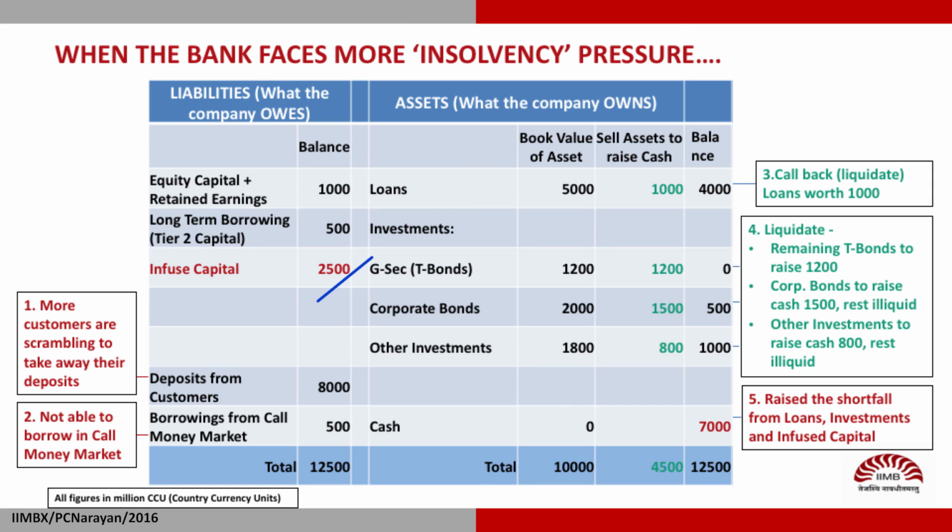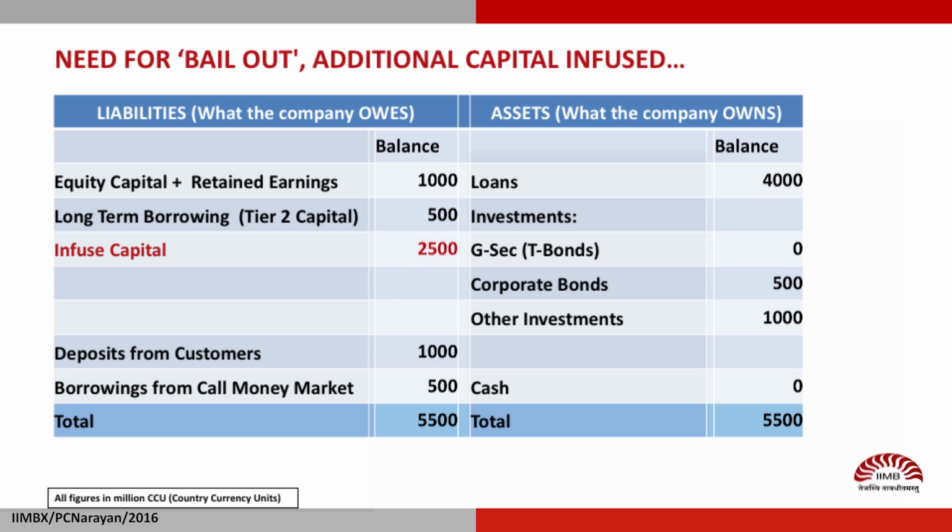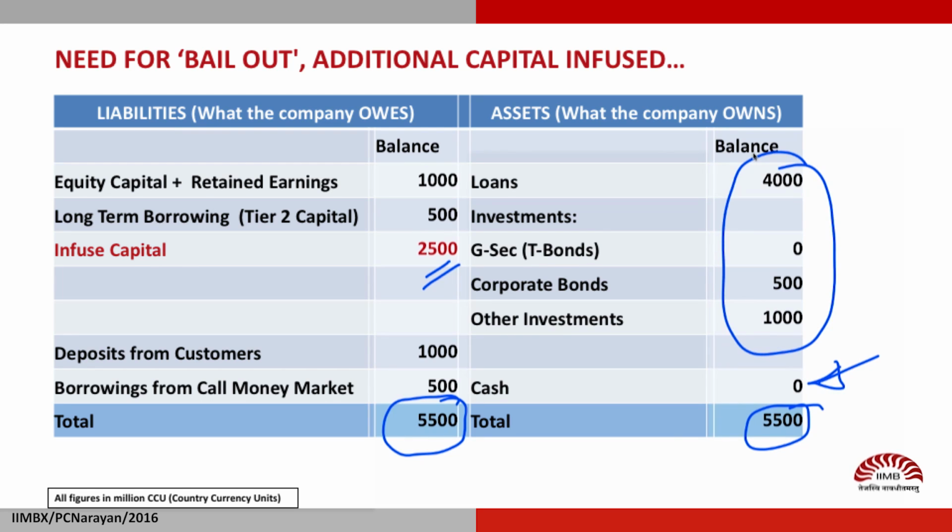units of capital. If a good Samaritan comes along and infuses 2,500 currency units, it would be able to bail itself out of the current situation that it has got itself into. The net result being the balance sheet further shrinks to 5,500. It has an additional capital of 2,500. It has got zero cash, and all of these investments are illiquid investments.